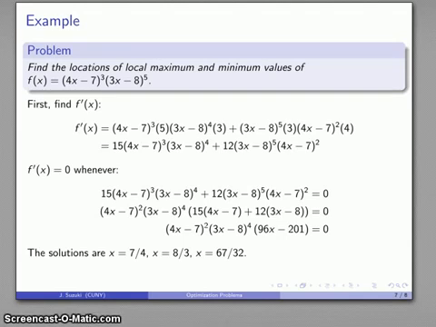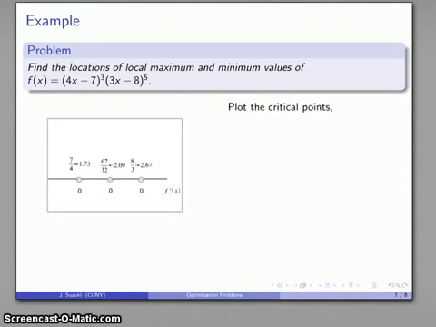Now, it's worth pointing out you have to do this whether or not you're using the first or second derivative approach. The nice thing is that if you do this for the first derivative approach, you actually have everything you need to complete the problem. So let's go ahead and plot those critical points.